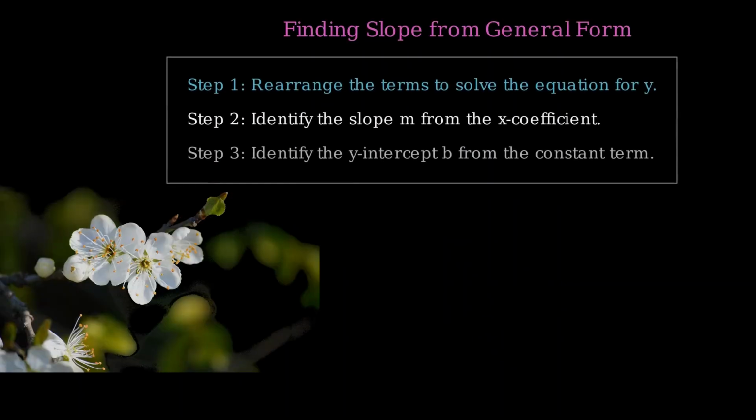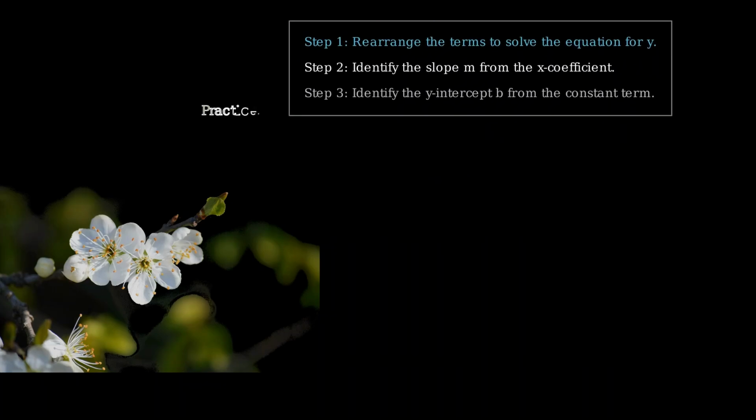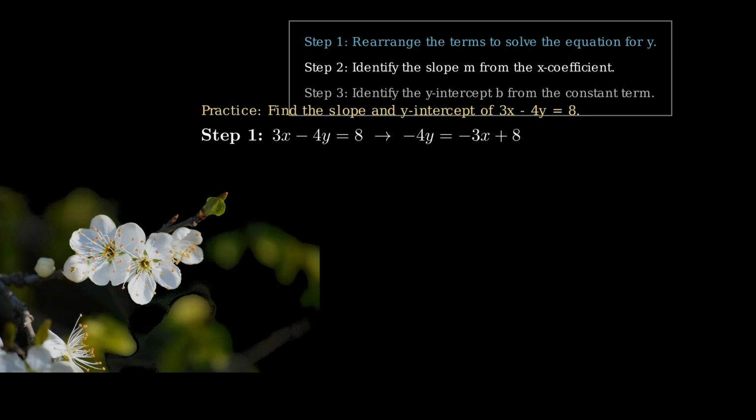When a linear equation is given in general form, we can find its slope and y-intercept by converting it into slope-intercept form. To do this, we isolate the variable y on one side step by step and then simply read the coefficients. Let's solve the practice problem. Determine the slope and y-intercept of the line 3x minus 4y equals 8.